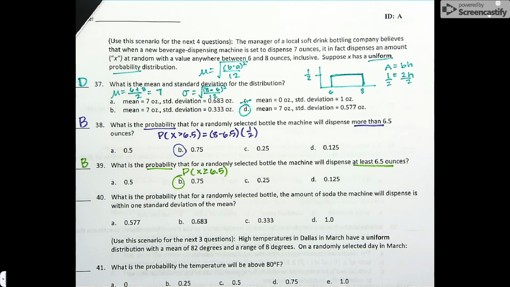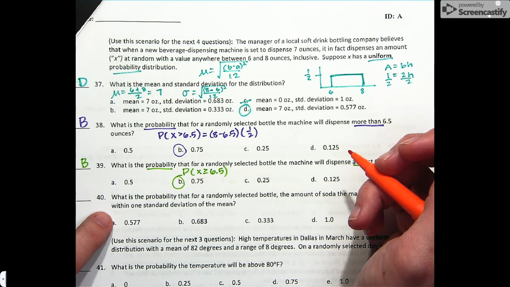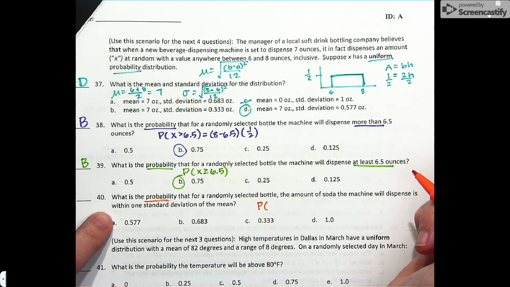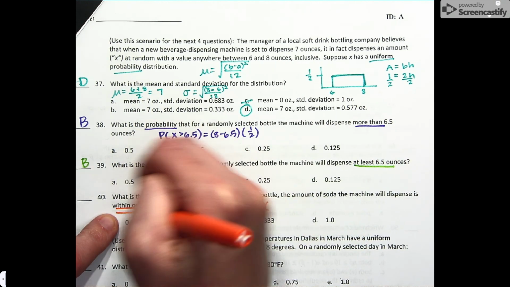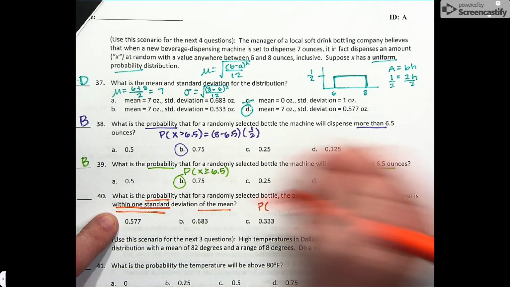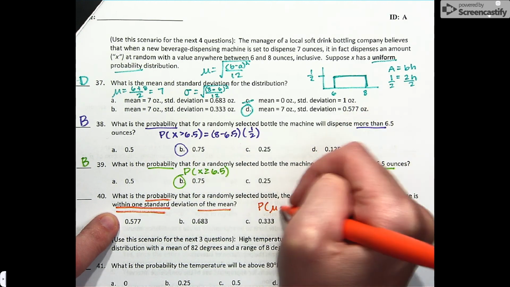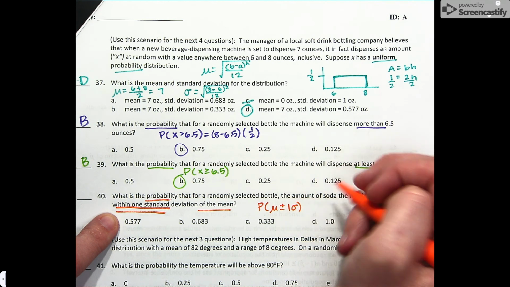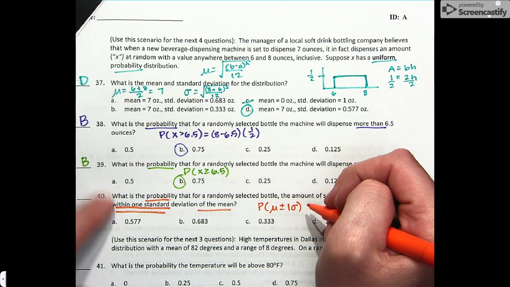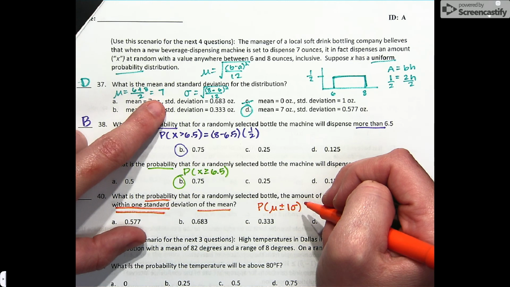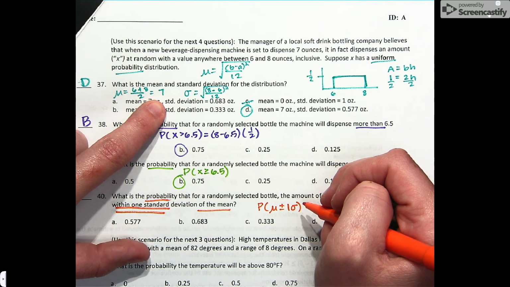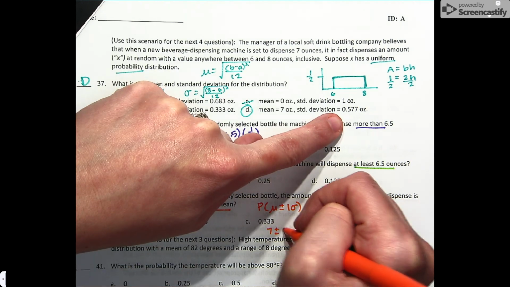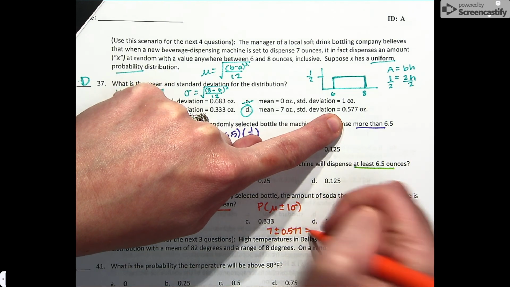Okay, and then last one for that: for a randomly selected bottle, find the probability that the amount of soda the machine will dispense is within 1 standard deviation of the mean. So that means I'm going to do the mean plus or minus 1 standard deviation. The mean was 7, I'm just getting this from number 37. So it'd be 7 plus or minus 1 standard deviation, which is 0.577.